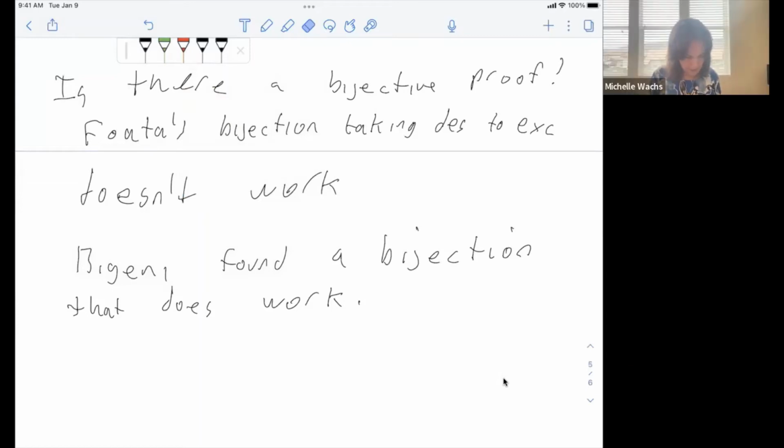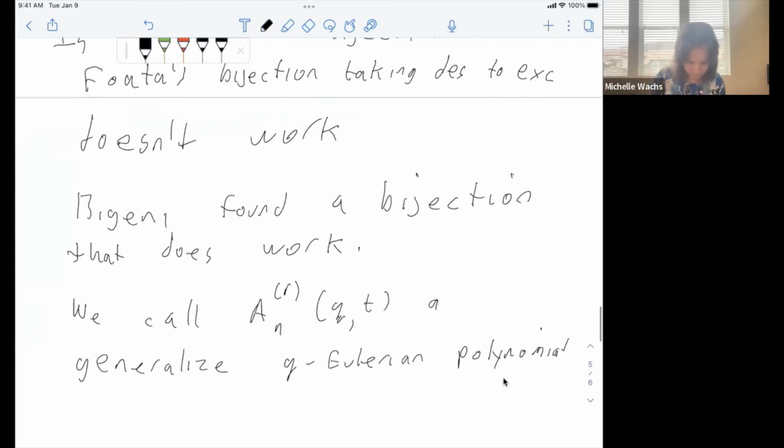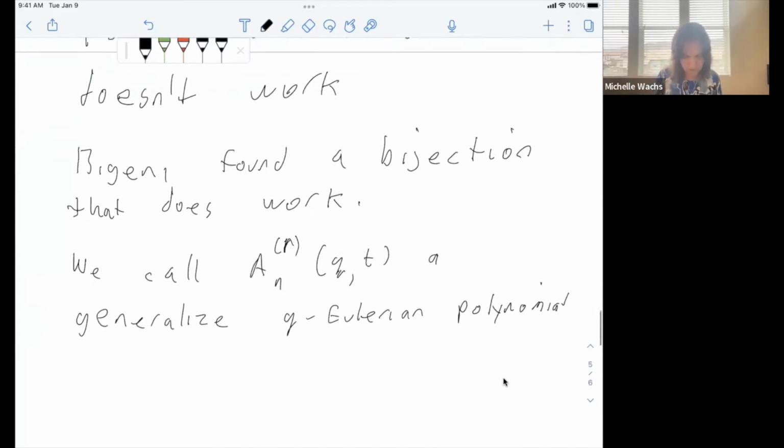So we will write A_{n,R}(q,t), the generalized Q-Eulerian polynomial. So for each R, we get one of these Q-Eulerian polynomials.